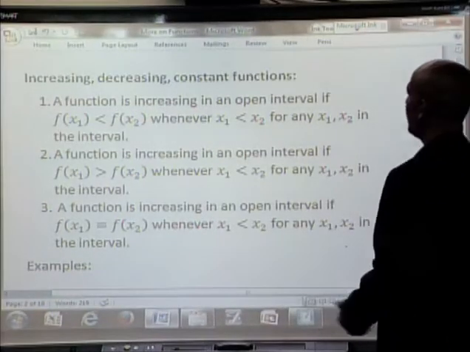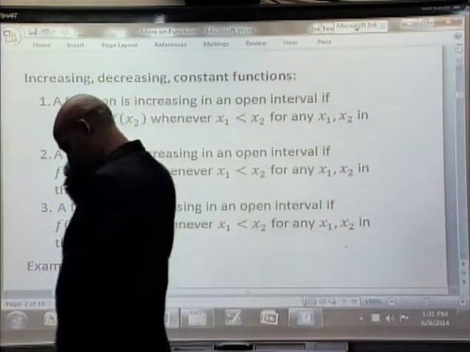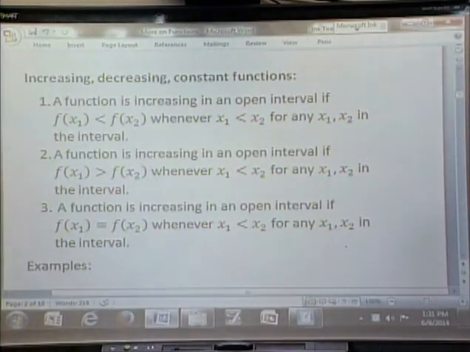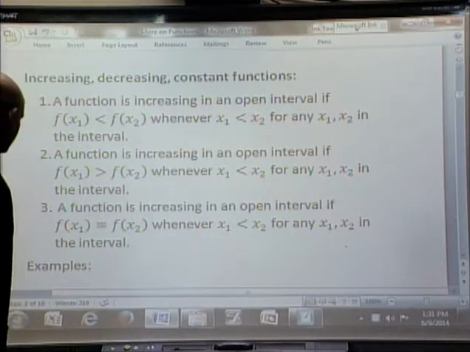Okay, let us talk about increasingness, decreasingness and being constant of a function. A function is increasing in an open interval if f of x1 is less than f of x2 whenever x1 is less than x2 for any x1, x2 in the interval.